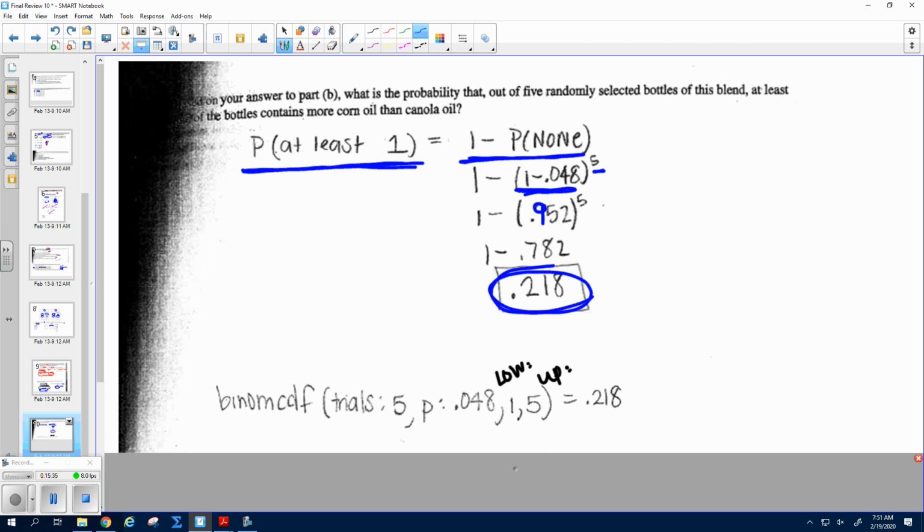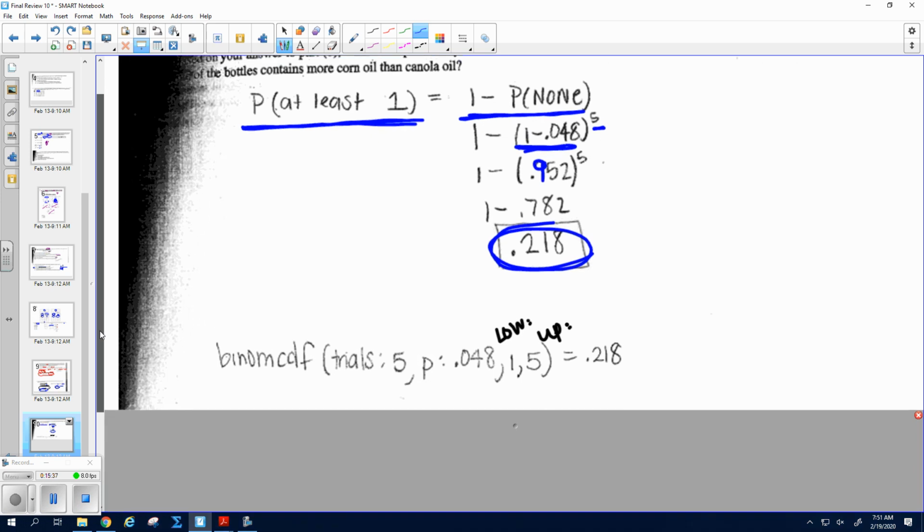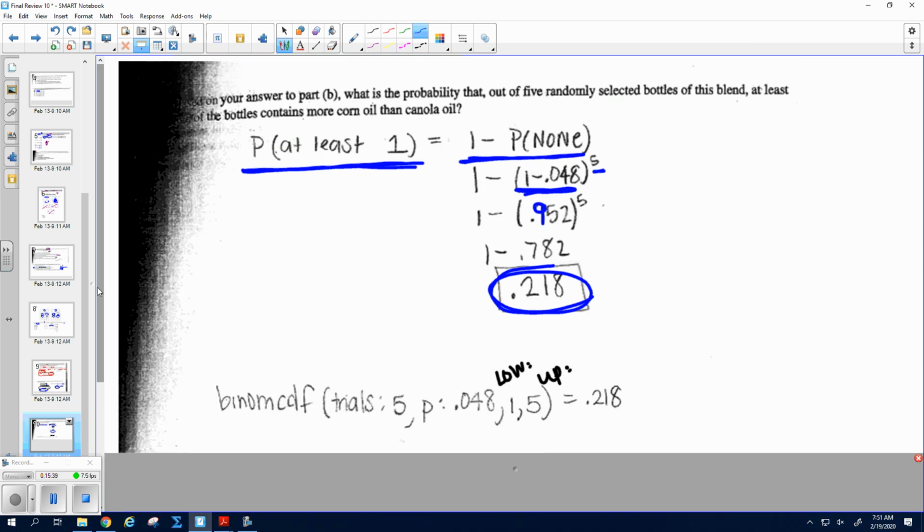You can also do this problem as a binomial because it either has more corn oil or it does not. And so it is binomial. Your trials would be 5. So out of your 5 fixed bottles, how many of them have more corn than canola? Your probability of success is 0.048. Your lower bound is 1 and your upper bound is 5, and we get the same answer.